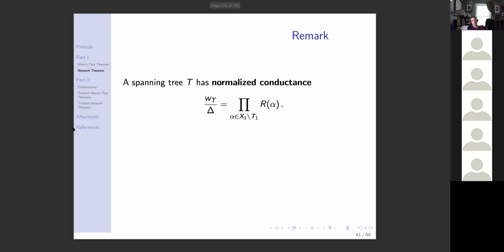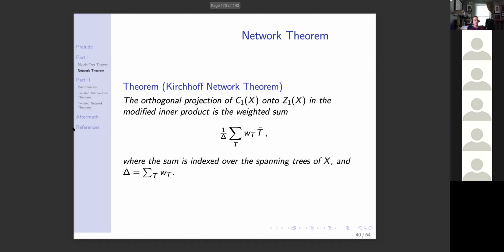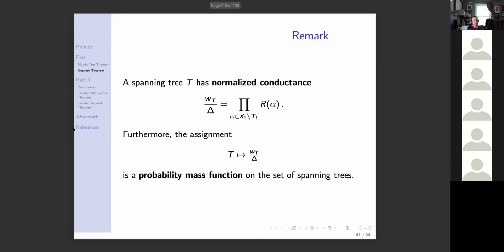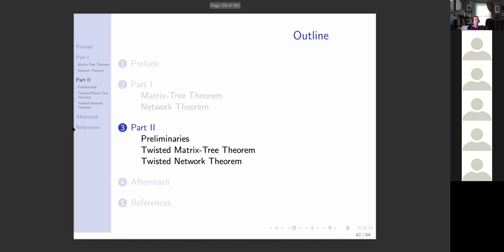And a spanning tree has, by the way, normalized conductance. We can take the conductance and divide by this prefactor that's listed here. I guess you would call it delta. And you can rewrite that as a product of resistances of the edges which are not in the spanning tree. And then the function which assigns to a spanning tree its normalized conductance is actually a probability distribution on the set of spanning trees. And this has actually given rise to an interesting literature in its own right, but I'm not going to talk about that here. Okay, so now we turn to the second part of my talk.